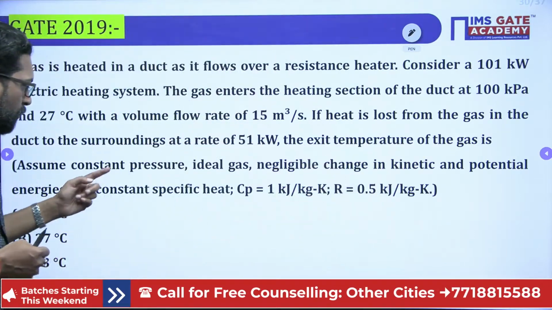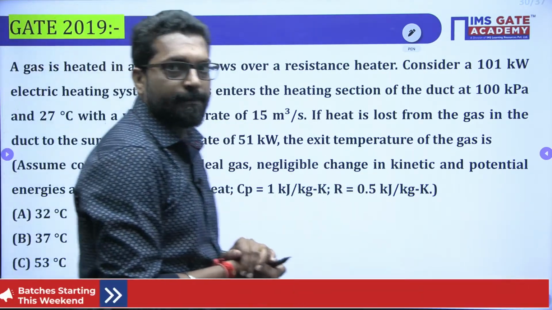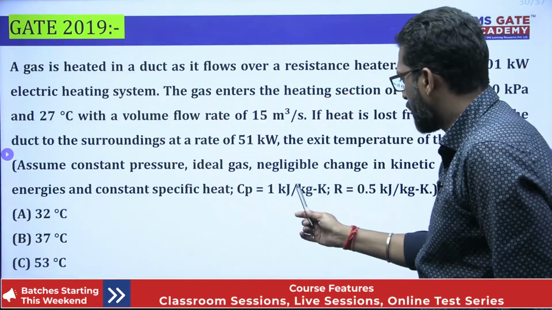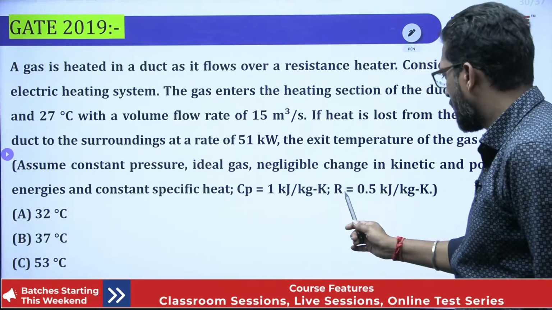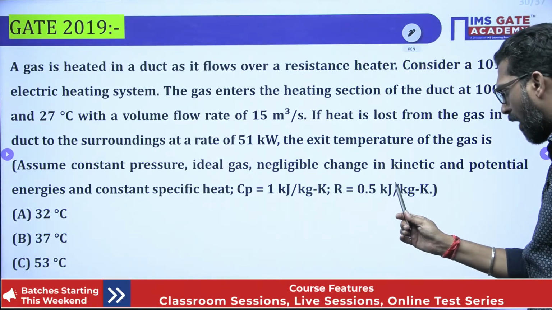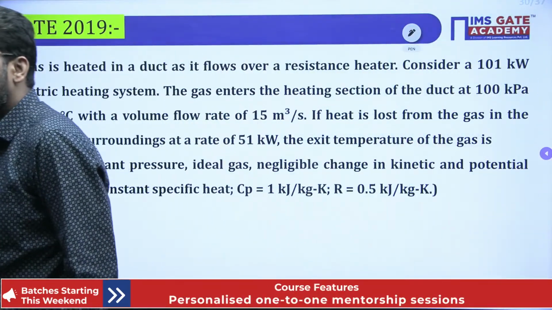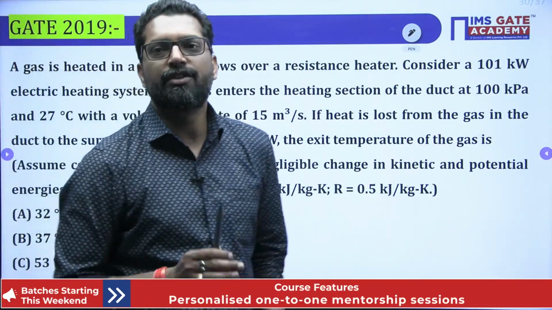Okay, and constant specific heat, Cp, is given. The gas has a constant specific heat of 1 kilojoule per kg Kelvin, and the gas constant is 5 kilojoule per kg Kelvin, it is given. So what is the exit temperature? Okay, so this is your question.